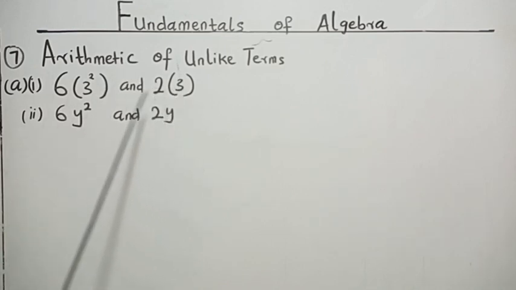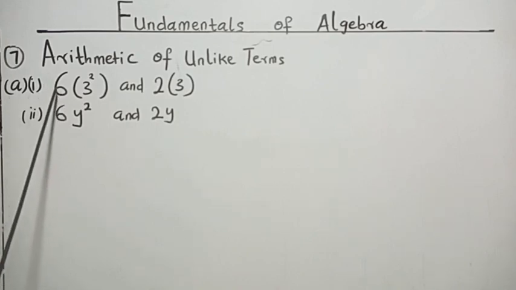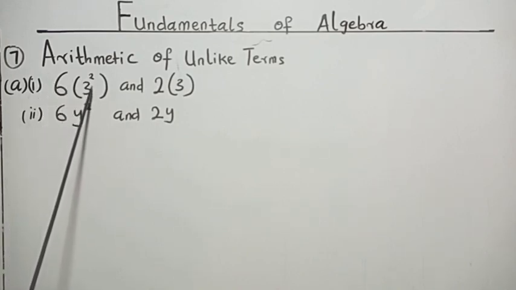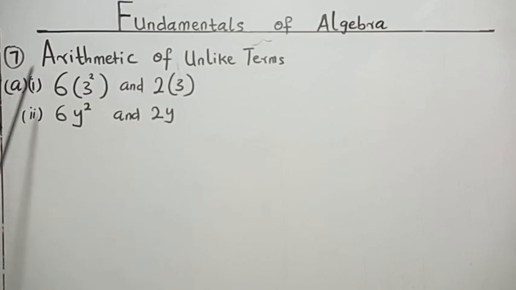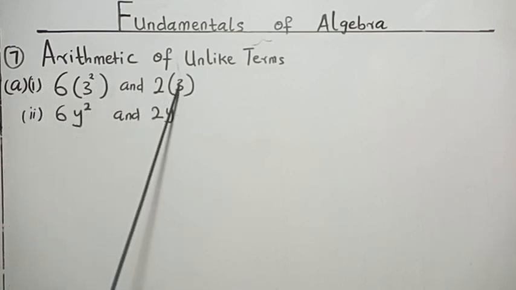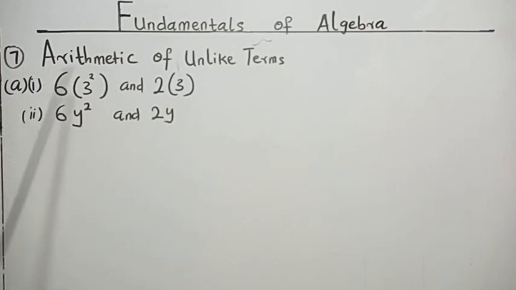Then 2(3) means 2 3's. So invariably, we know that 6 is quantifying the number of 9's, while 2 is quantifying the number of 3's. Like terms are mathematical expressions in which the same thing to the same power is being quantified. See 6 quantifying 9 and 2 quantifying 3. Consequently, both of them are unlike terms.